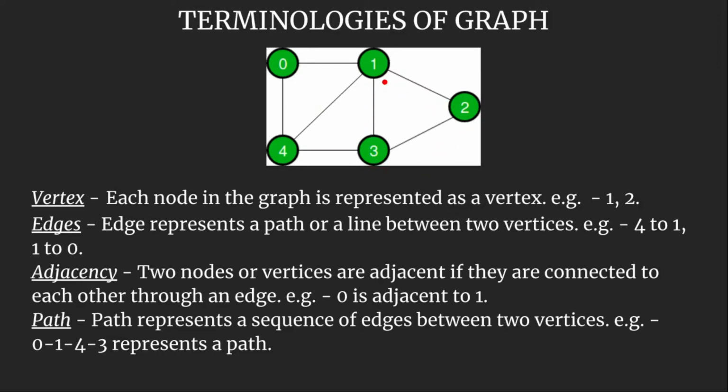Lastly comes path. A path represents a sequence of edges between two vertices. So if we say the path from vertex 0 to vertex 3, we can have 0 to 1, then 4, then 3. This is a path which consists of a sequence of edges: 0 to 1 one edge, then 1 to 4 another edge, and lastly 4 to 3 another edge.